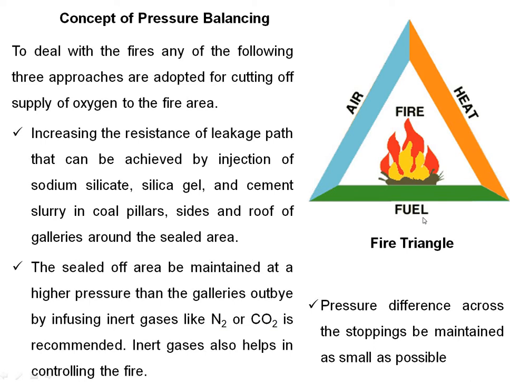Okay, the sealed up area should be maintained at a high pressure. Then infusing inert gas like N2 or CO2 into the galleries is recommended. Inert gases also help in controlling the fire. You know, inertization is the only process to diminish the fire as well as to reduce the fire chances. Nitrogen as well as liquid nitrogen is generally used in the deep panels presently to diminish the fire, and infusing the inert gases is the most important thing.